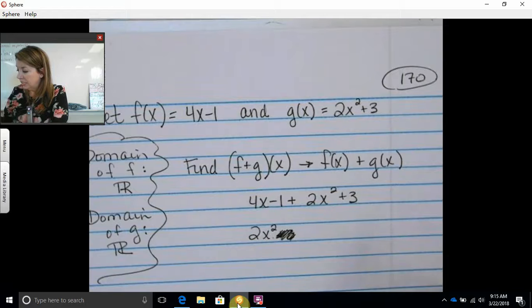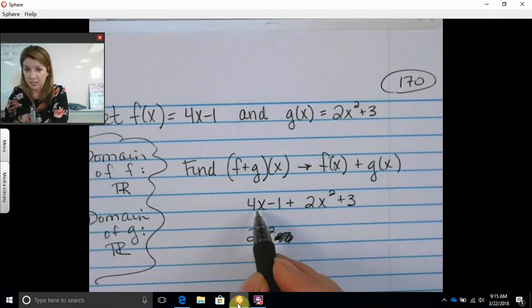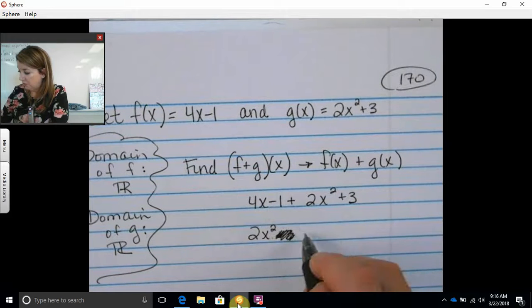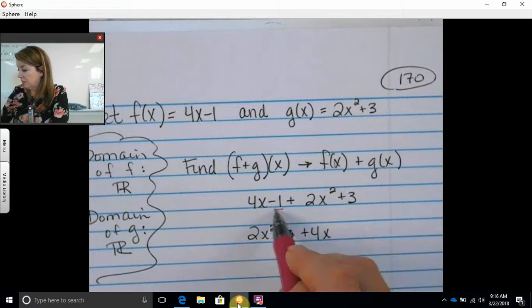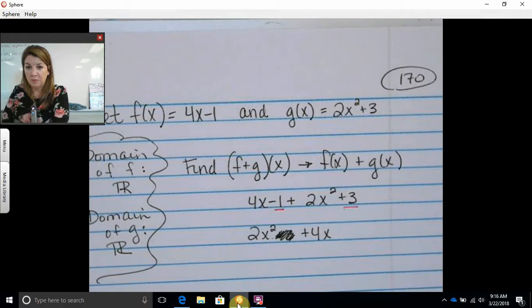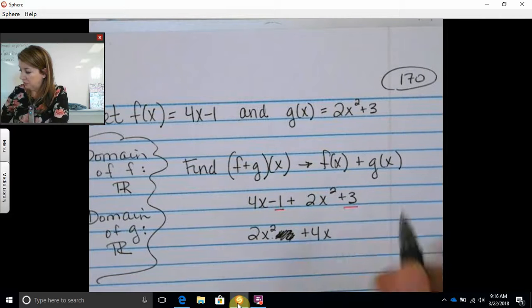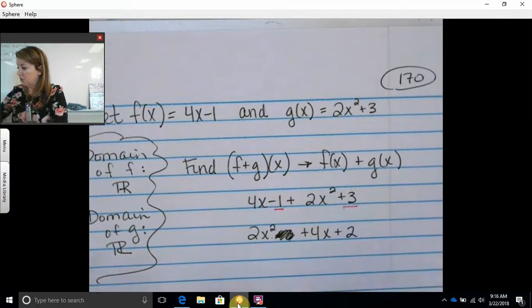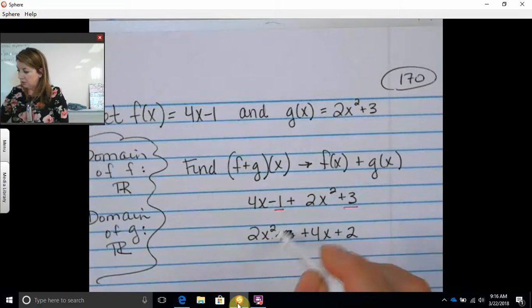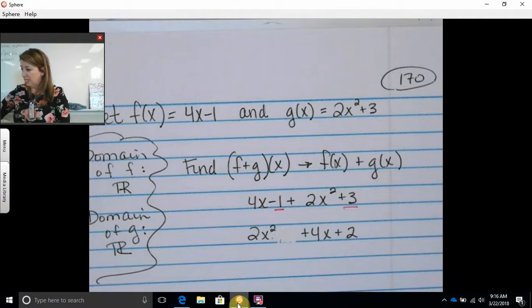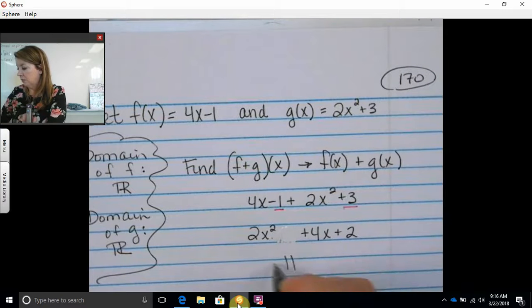My next highest degree is linear, 4x. Does it have any like terms? No. So just write plus 4x. And then I do have two constants. Remember, constants don't have any degrees. So we'll combine those. Negative 1 plus 3 gives me plus 2. So what's my domain of f of x plus g of x? All real numbers. There's not any real number that I could substitute in for x that I would not be able to simplify.